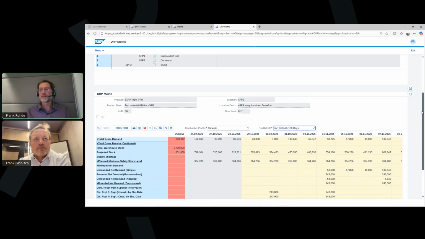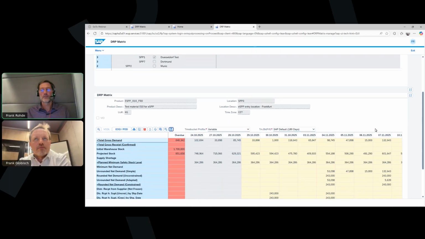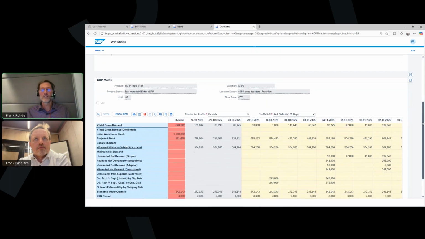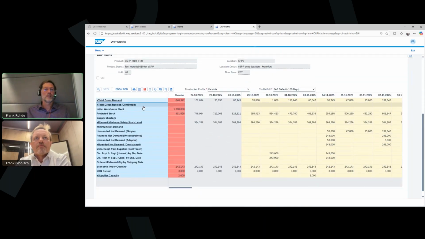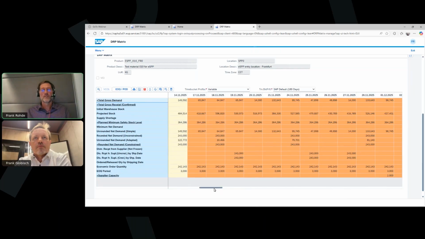And I push the simulate button again. We see that we don't really have any gross confirmed receipts in this situation. So all the demand can be covered by our remanufactured product. So we can scroll to the right. All the demand that the system and the customers are generating can be satisfied by the remanufactured product.